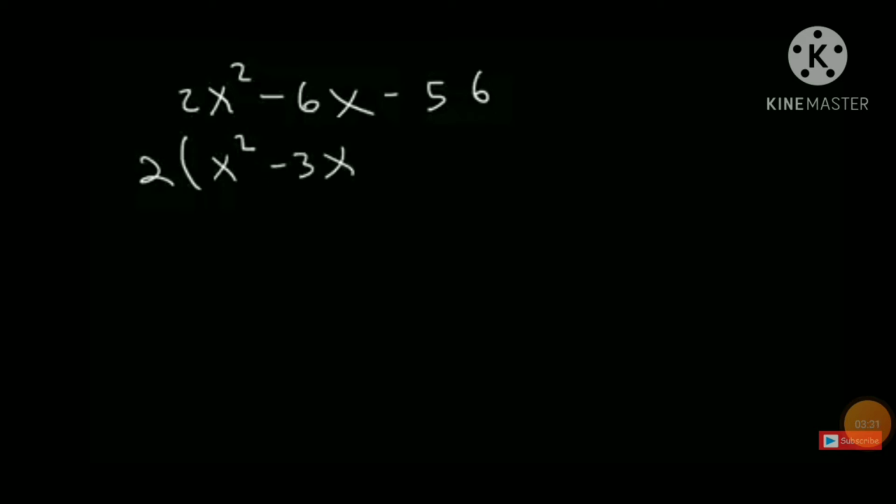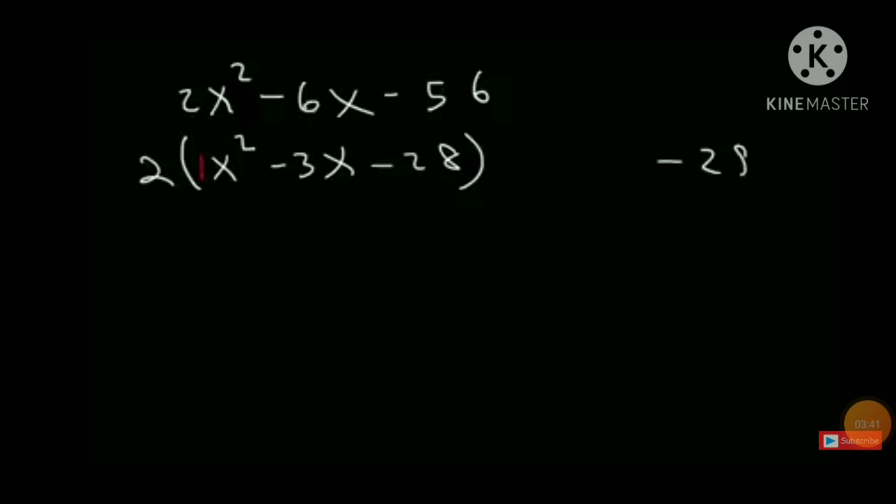Try this one. 2x squared minus 6x minus 56. Now notice that the leading coefficient is not 1, it's 2. So what you want to do first is see if there's a GCF that you can factor. Notice that all of the coefficients are even. So we're going to try factoring out a 2. 2x squared divided by 2 is x squared. Negative 6x divided by 2 is negative 3x. Negative 56 divided by 2 is negative 28. So we now have a trinomial with a leading coefficient of 1.